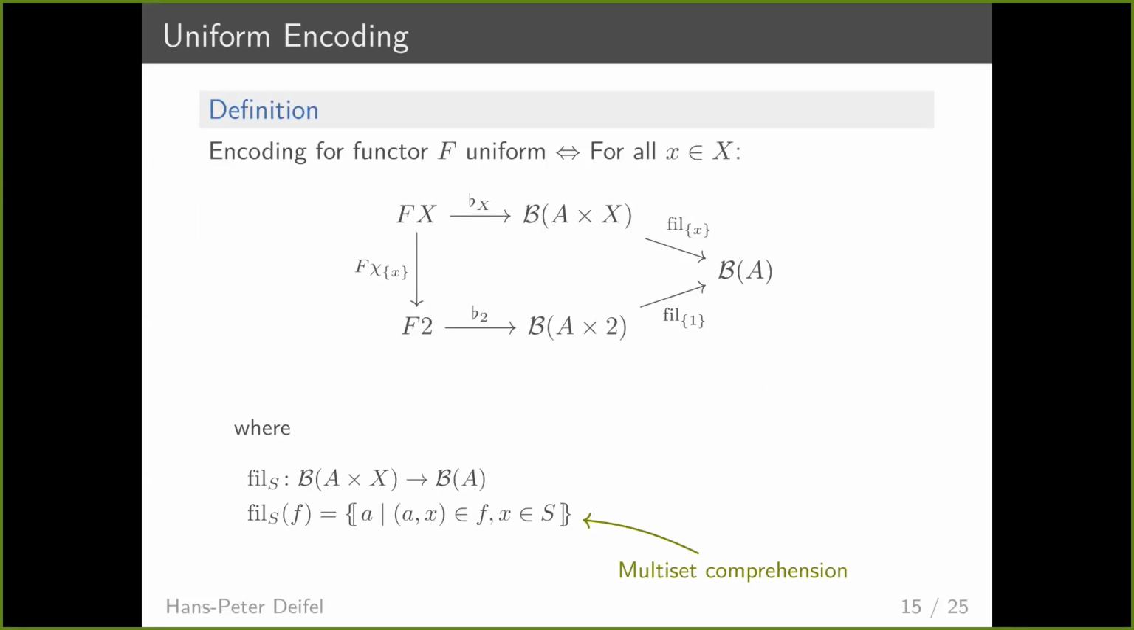So an encoding for a functor F is called uniform if this above diagram commutes for all X. It uses this filter function here, which is defined as follows.